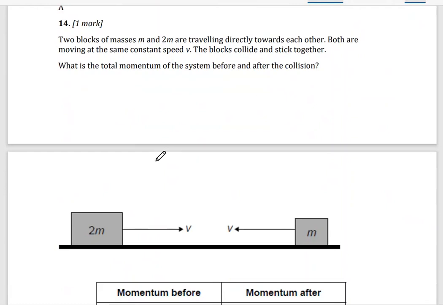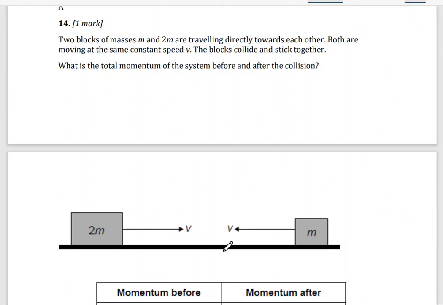Question 14, you have 2 blocks. The first block has mass 2m. The second block has a mass m. They move against each other. Once they collide, they stick together. Momentum always is conserved, whether they stick together or they move separately.